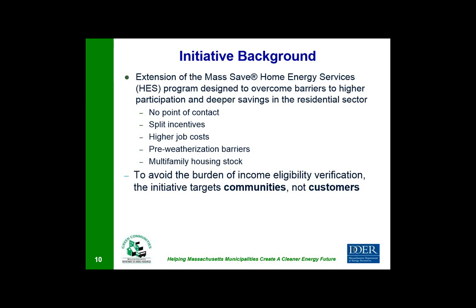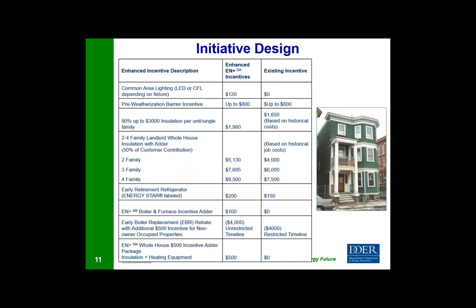So to avoid that barrier, in EN Plus, this initiative, rather than targeting customers and making them verify their income, we helped the PAs to target communities and run this initiative in communities that had a high concentration of the target groups. And we're going to talk quite a bit more about that in just a moment. But in addition to targeting, this initiative also offered enhanced incentives. That was the other unique feature, and how it was different from the traditional HES program.